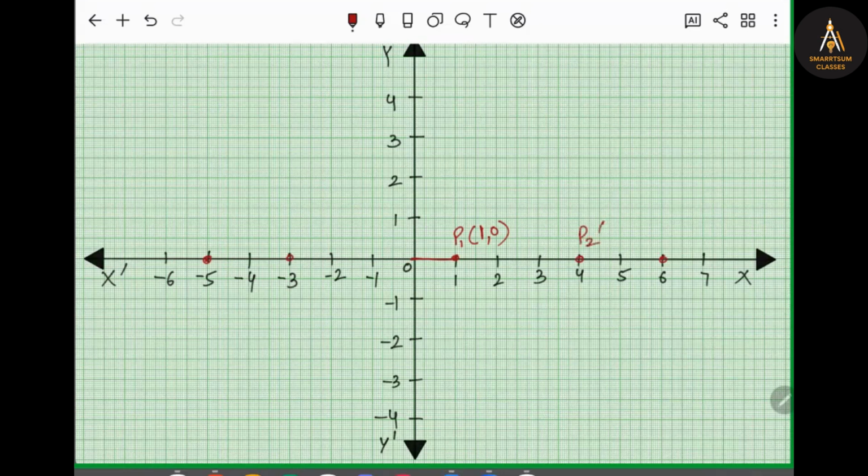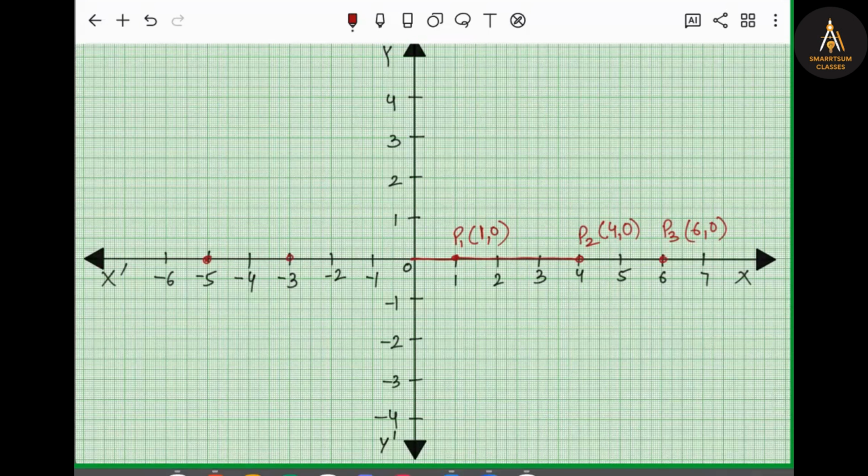What will be the coordinate? The value of x is 4 here, and the value of y? Again, take the perpendicular line over the y-axis. You will see that it will touch 0 on the y-axis. So it is 0 here. Similarly, for this third point P3, the coordinates will be 6, 0. So for any point on the x-axis, the y coordinate is 0.